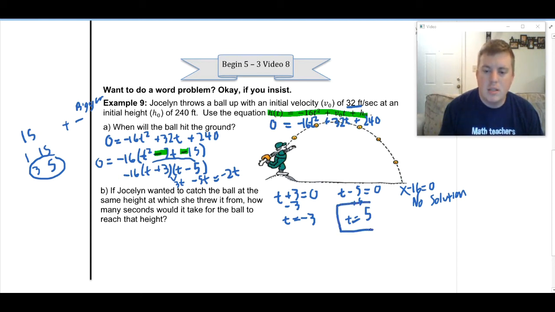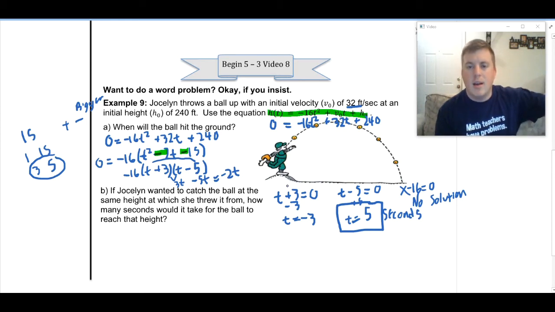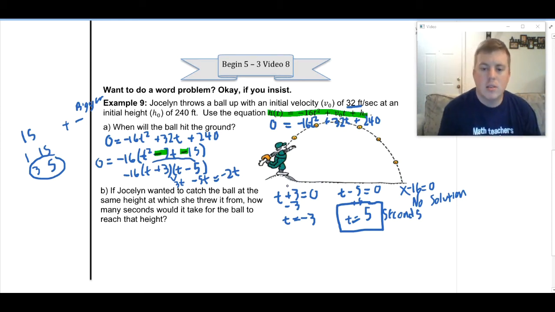So that means our only valid solution for this situation is that t equals 5 seconds. That's going to be how long it takes to hit the ground. The negative 3 would be a 0, but it's on the other side of the y-axis, where we'd have negative time, which is not something we're going to look at. So our answer has to be positive anytime we're dealing with time.